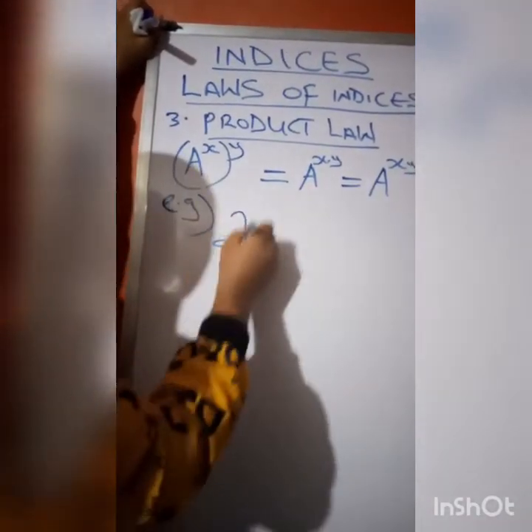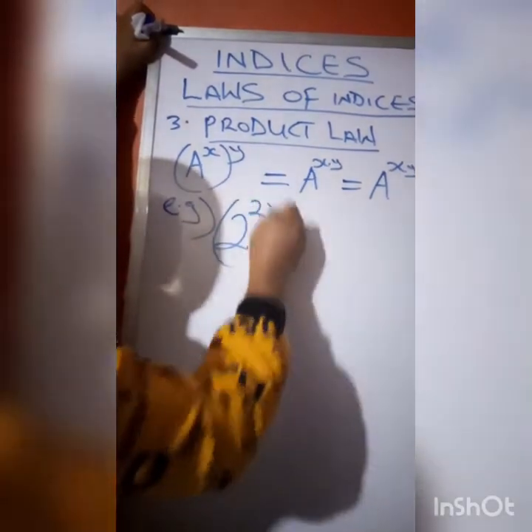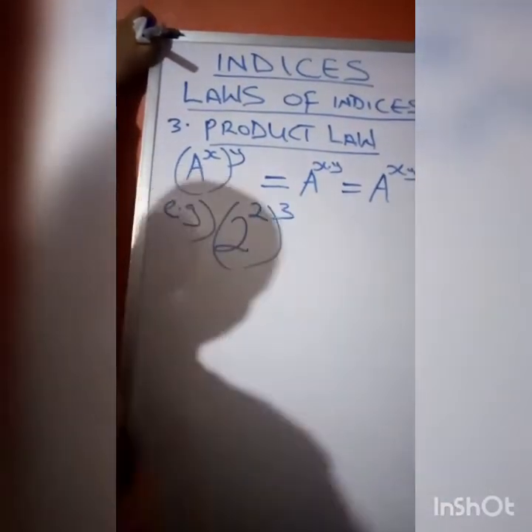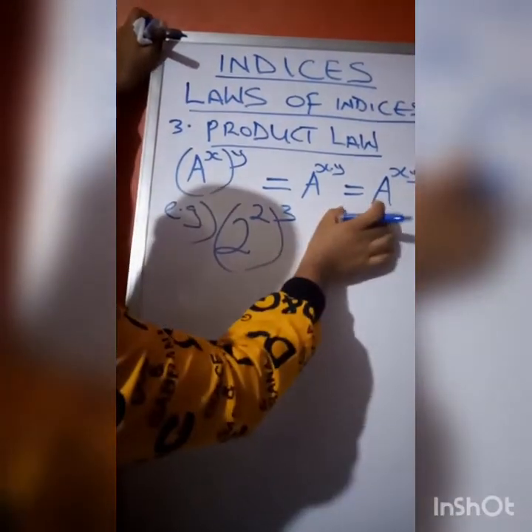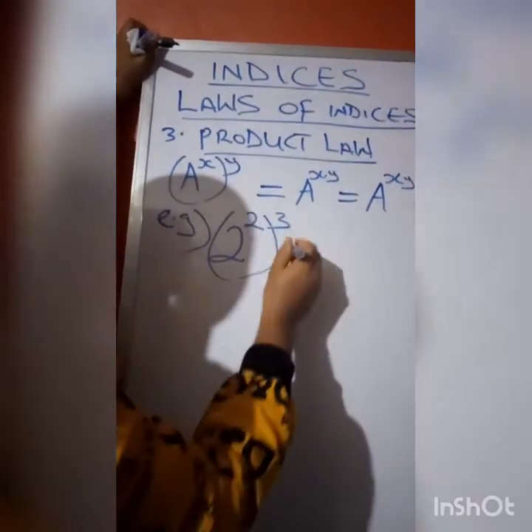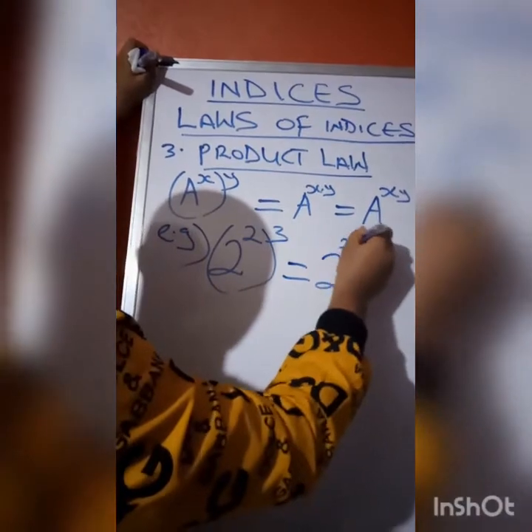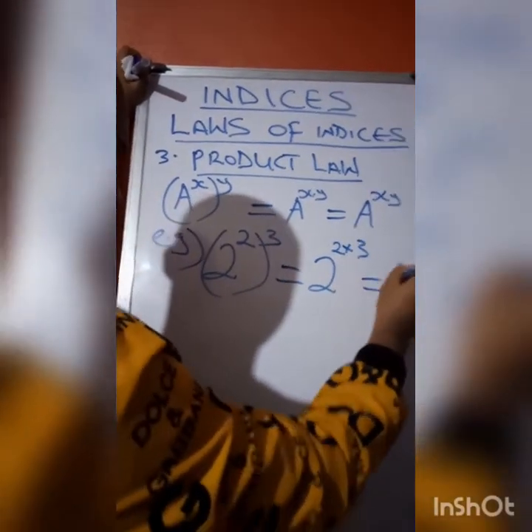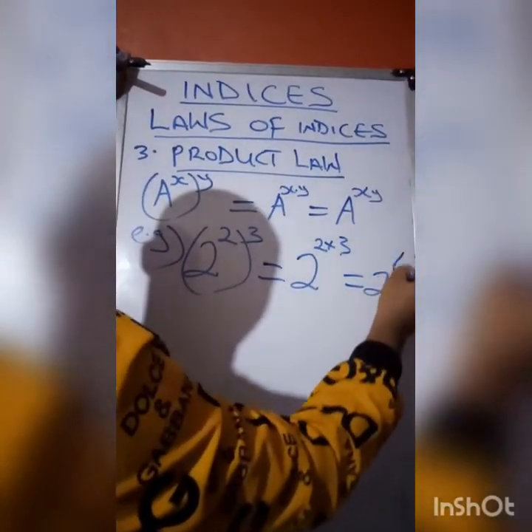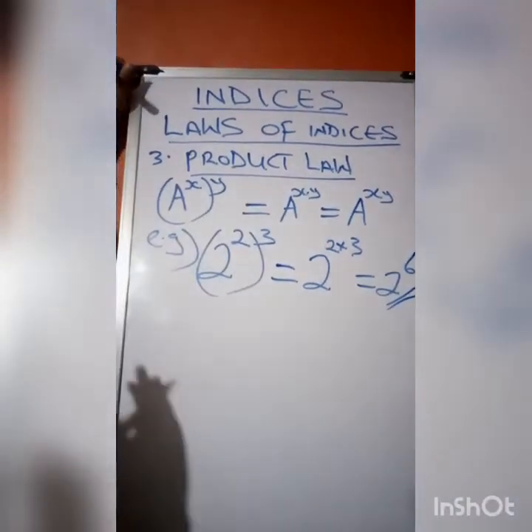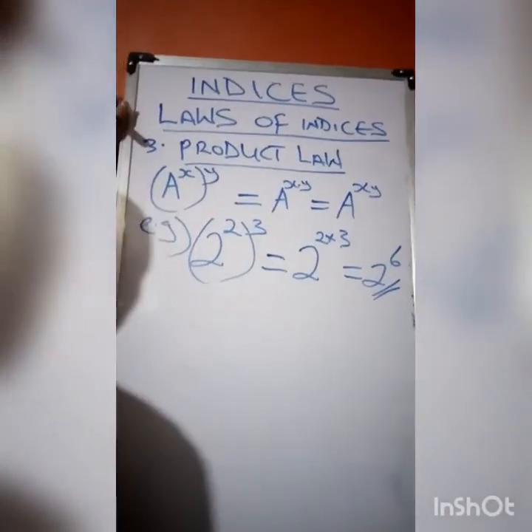If I am given 2 raised to the power of 2 and it is now raised to the power of 3, let's apply our product law. The product law says I'll just take 2 raised to the power of what? 2 times 3, which will give me 2 raised to the power of 2 times 3, which is what? 6. Now, let's apply it and see how it's supposed to be.